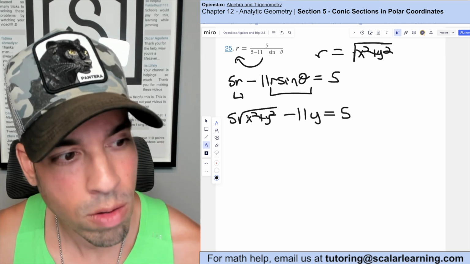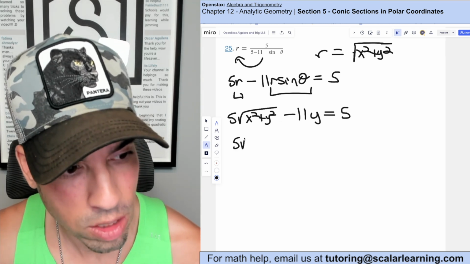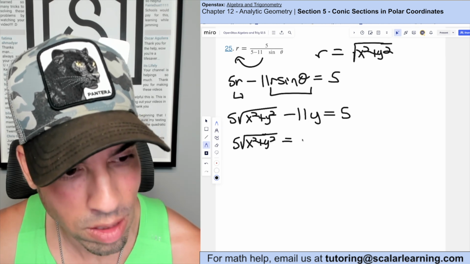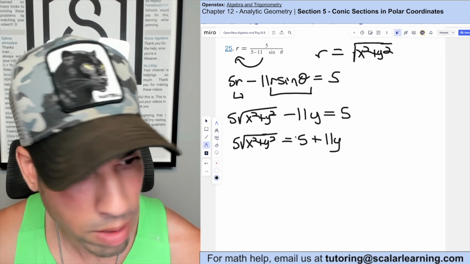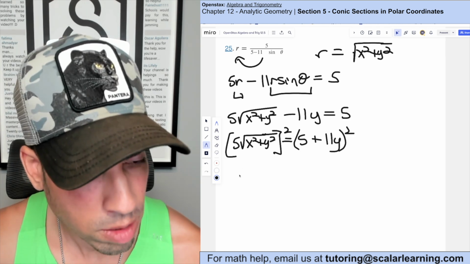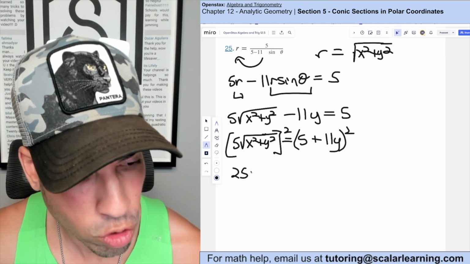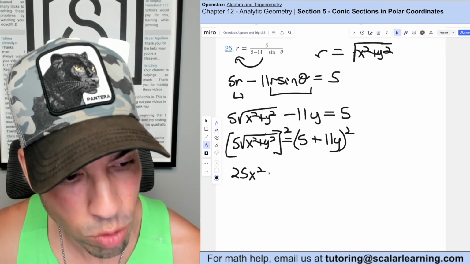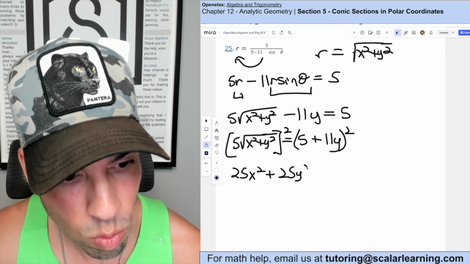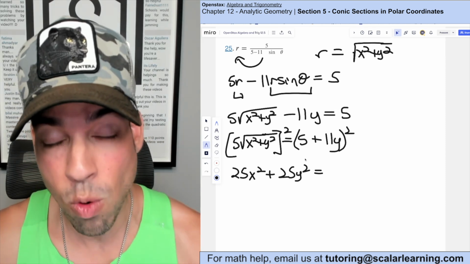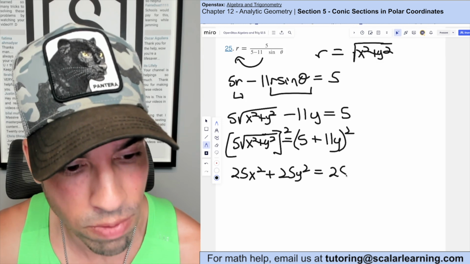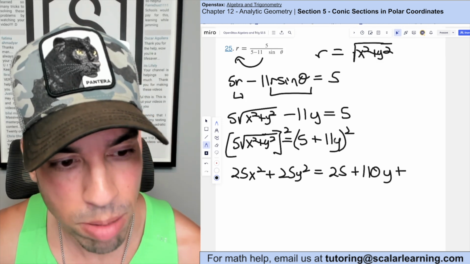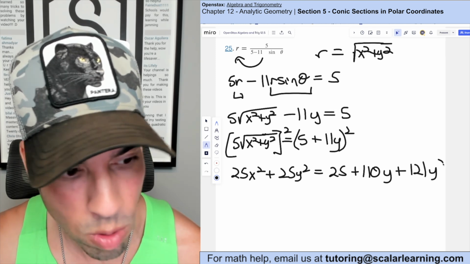Okay, great. Now what we're going to do is I'm going to isolate the radical just to make it easier. So we're going to say 5 times the square root of x squared plus y squared is equal to, and we're going to add 11y to the other side, 5 plus 11y. Now what we're going to do is we're going to square both sides. That's going to become 25, and then squaring destroys the radical. So we're just going to have x squared plus y squared. And as we distribute the 25, we should have 25x squared plus 25y squared, right, is equal to, and remember, we're going to FOIL this out when we're squaring a binomial. We get 25 plus 55y twice, which is 110y, and then plus 11y squared, which is 121y squared.